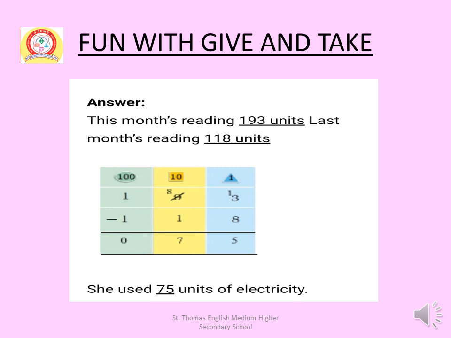This month's reading 193 units. Last month's reading 118 units. So 193 minus 118, 75 units. So answer is 75. She used 75 units of electricity.